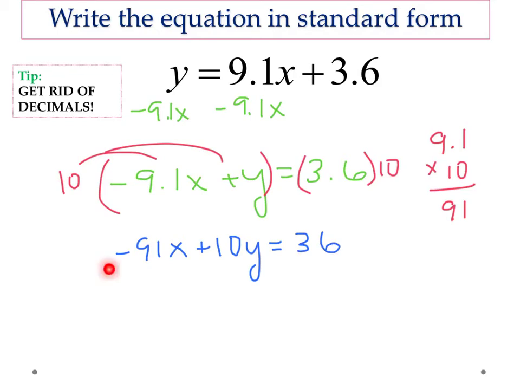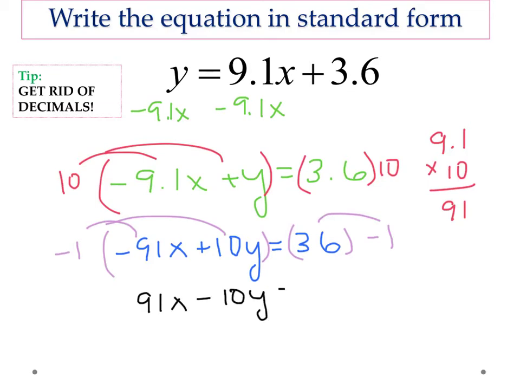But I have to deal with this negative right here. So to get rid of that negative, I'm going to multiply everything by negative 1. So everything's going to get a negative 1. So my final answer here, I'm going to have positive 91x minus 10y equals negative 36. So double check, I have my x and y on the same side. I have no fractions. A is positive. Now you could have just multiplied through here by negative 10, but I wanted to show you each individual step. So it's okay if you combine steps.